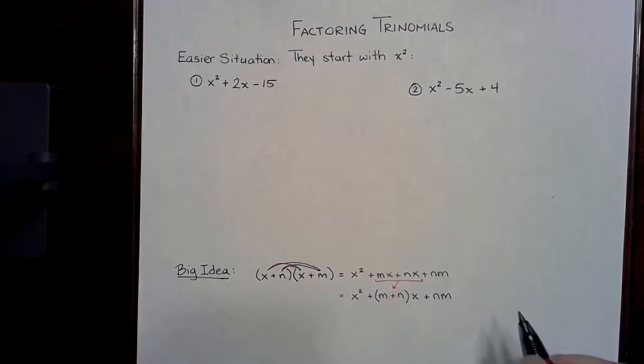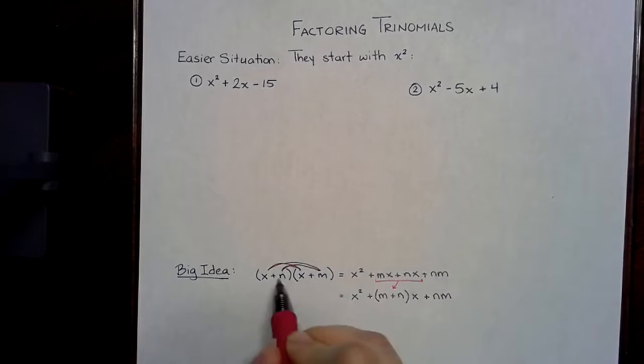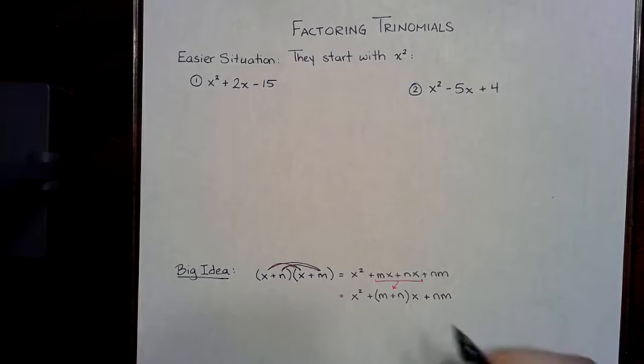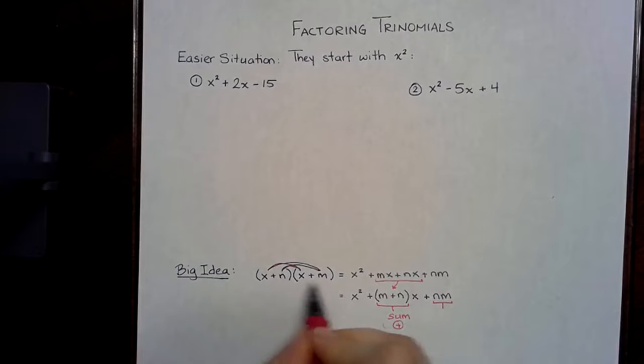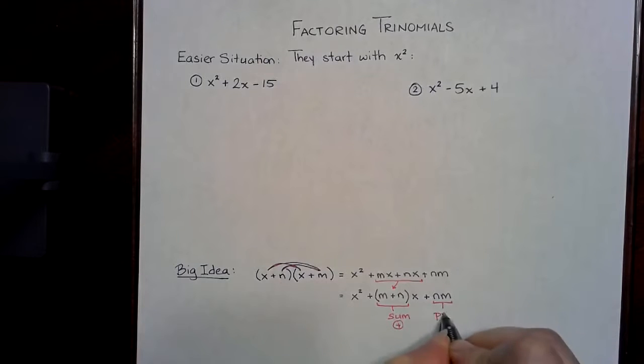So, what is this telling me? These two numbers that I started with next to the x's, well, the middle number times the x is going to be whatever I get when I add those numbers, the sum, and the final number is going to be whatever I get when I multiply those numbers, the product.